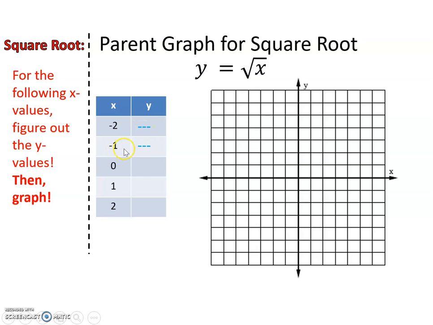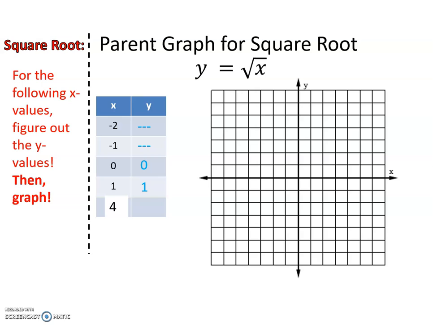Same thing for -1, right? If I plug in -1, no square root. What's the square root of 0? Nothing. Well, that's nothing. The square root of 1 is 1, because 1 times 1 is 1. The square root of 2 is not a perfect square, so we're going to need a calculator for that one. Go ahead and punch that in your calculator and see what you get before you continue the video.